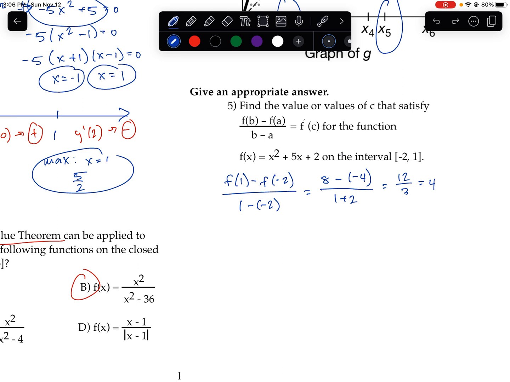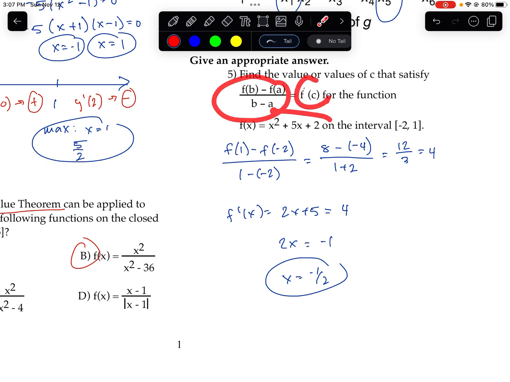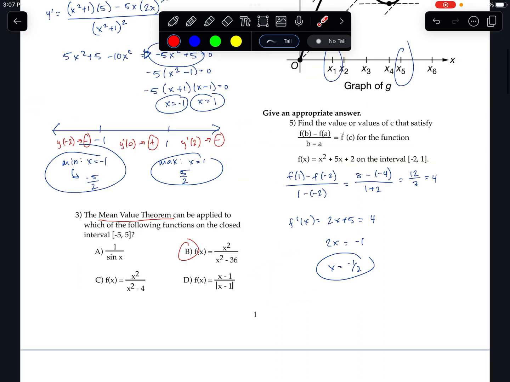Now I'm going to find the derivative here, f prime. So f prime of x would be equal to 2x plus 5. And I'm going to set the derivative equal to 4. If I solve this expression for x, I'm finding the value of c, which is what I want to do. So 2x is equal to, if I subtract 5, negative 1, and then I'll divide by 2. So x will be equal to negative 1/2. So x equals negative 1/2. This is the value in this interval where the average rate of change will be equal to the derivative of the function. So there you go.